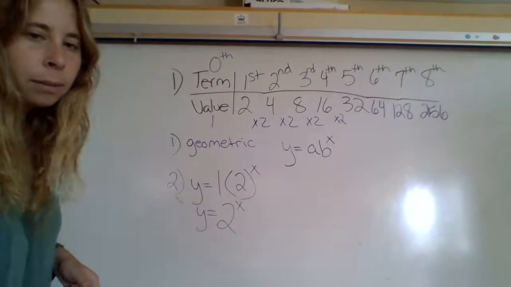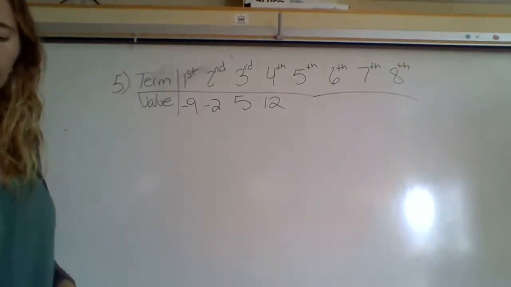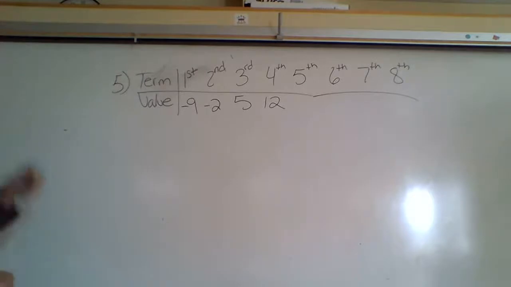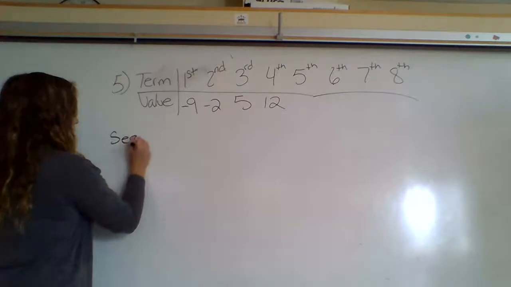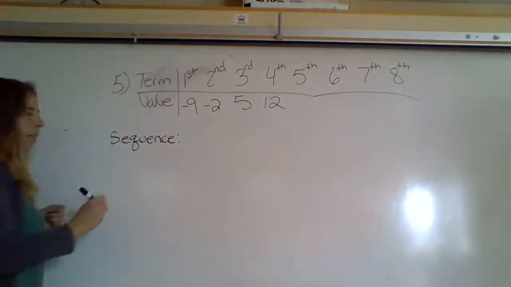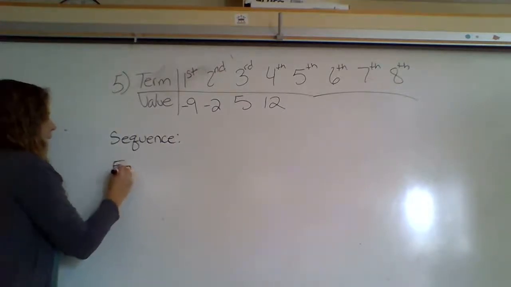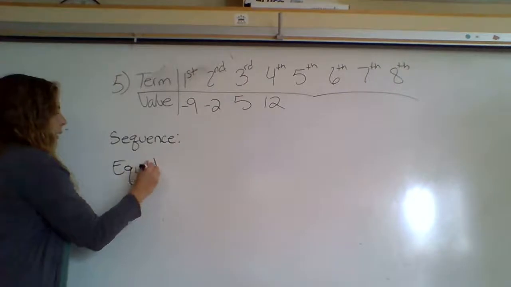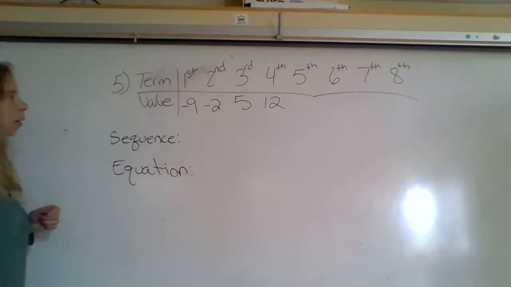Okay, this is number 5. So you're still trying to figure out the type of sequence and the equation. So go ahead and take a look at the table. Is it going to be arithmetic or geometric?